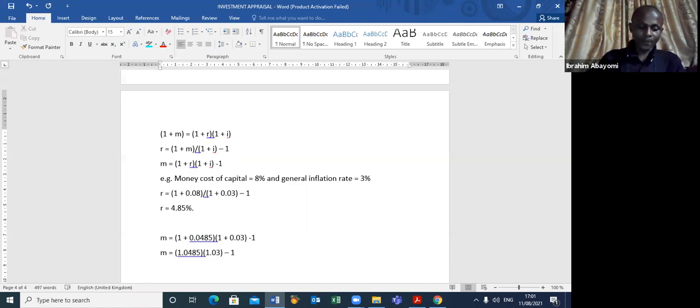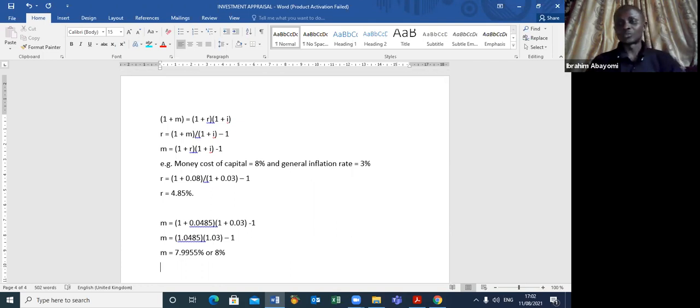We have 1.0485 times 1.03 minus 1, times 100. That gives 7.995%, which is 7.9955%, which is 8%. This is how to convert from money to real, and from real to nominal.